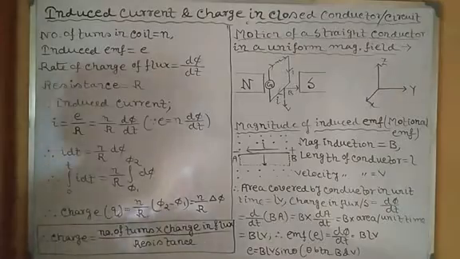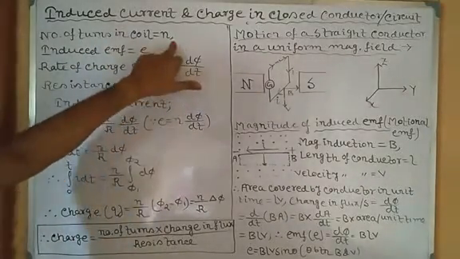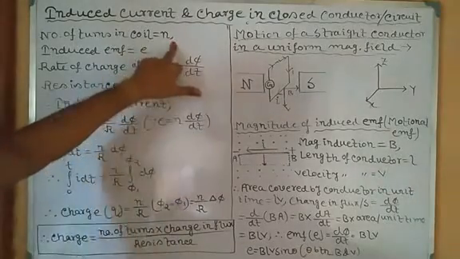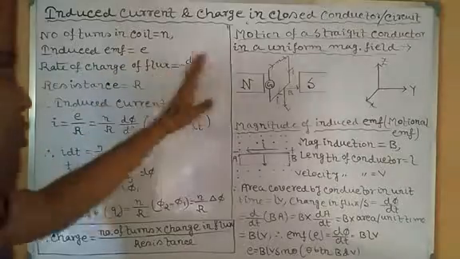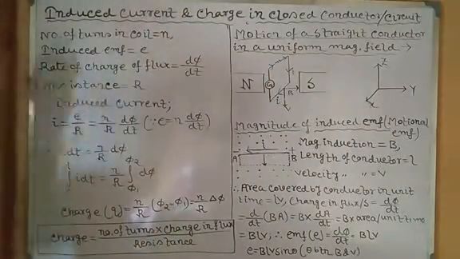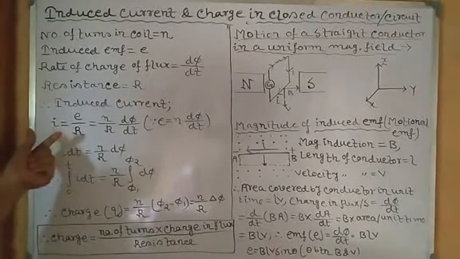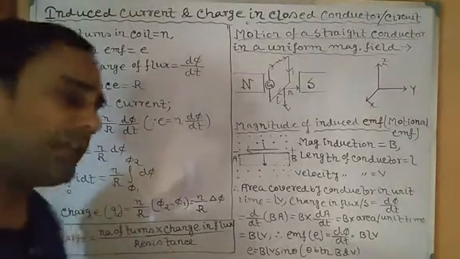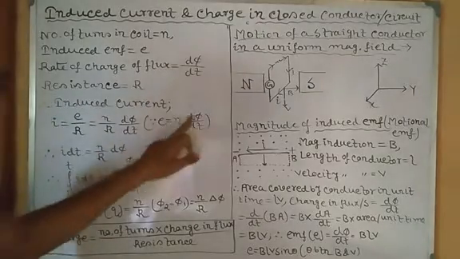Suppose the coil which you have taken has a total number of turns n. It means it is not a single loop. E is equal to induced EMF. The rate of change of flux is d phi dt with time. The resistance of the circuit or the conductor is R. Now we can get the expression of induced current by using Ohm's law, that is I is equal to V by R. So here E is equal to N d phi dt.